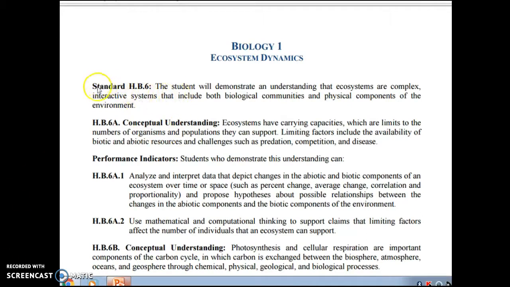Our science standards start out a little bit broad, with the broad topic of ecosystem dynamics. Then you'll notice that there is a conceptual understanding. The conceptual understanding is going to include all of the performance indicators below it. But this is kind of the take-home message students would need to know at the end of the unit. So everything ties back to the conceptual understanding.